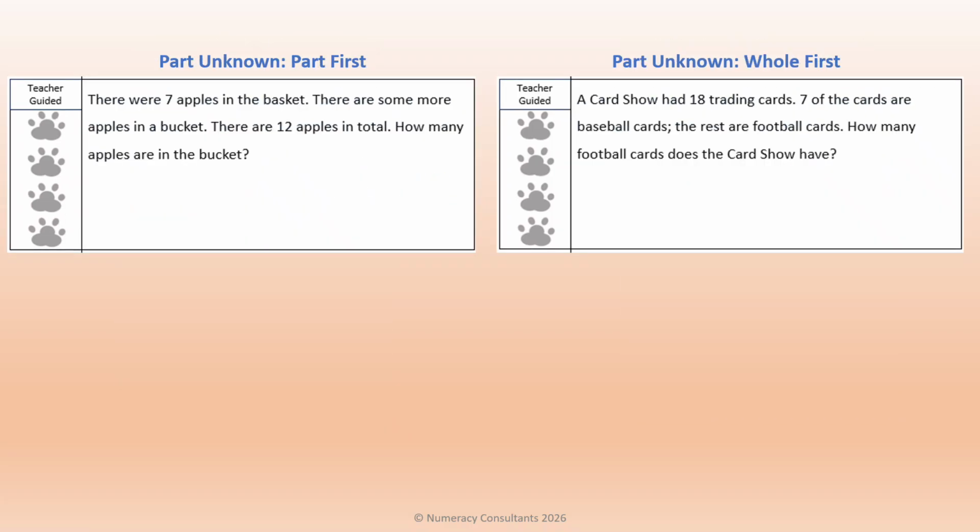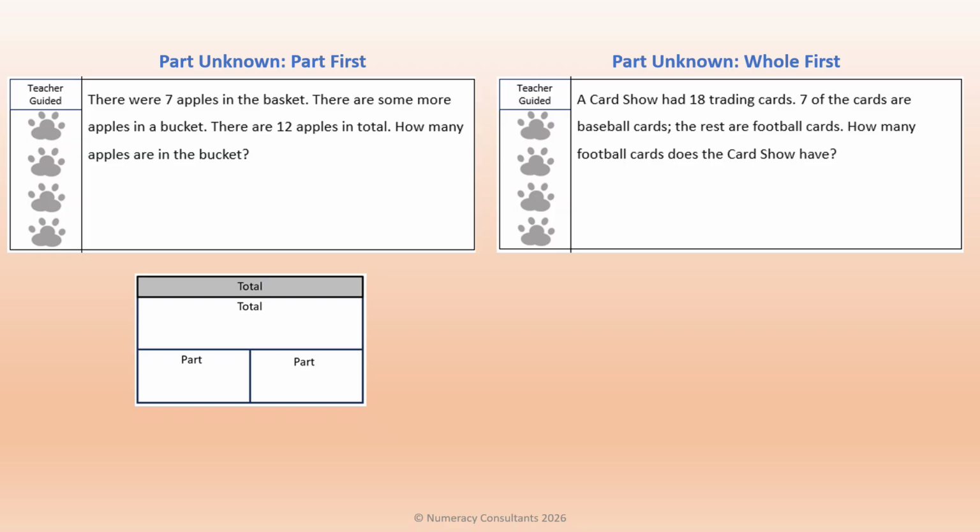And now we'll go through part unknown, the first part, and part unknown whole first, okay? So if we read through the problem, there were 7 apples in a basket. There are some more apples in a bucket. There are 12 apples in total. How many apples are in the bucket? Okay? So we know that again, there are two things that exist at the same time. There are apples in a basket and some more apples in a bucket. We know that this is part whole.